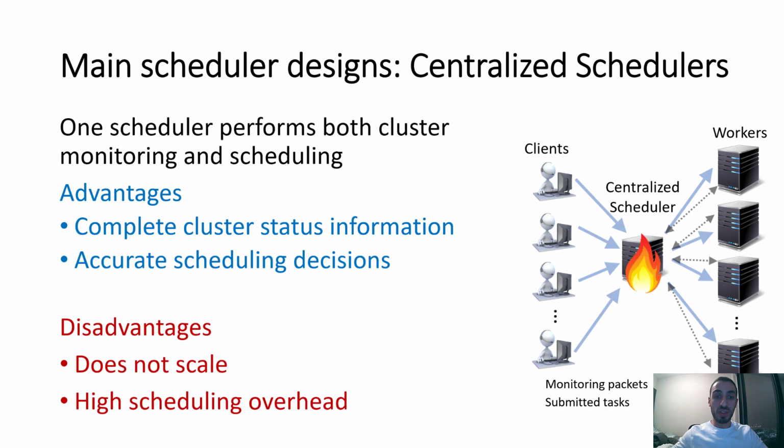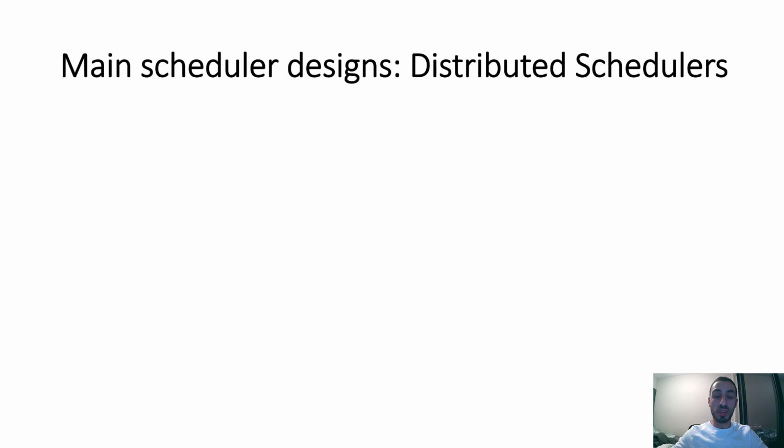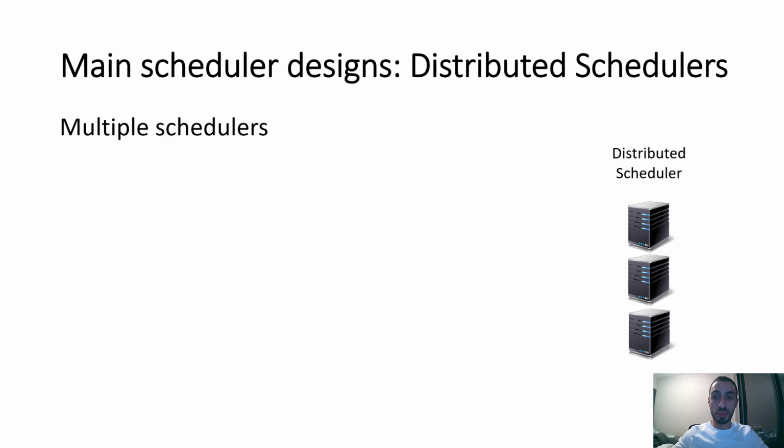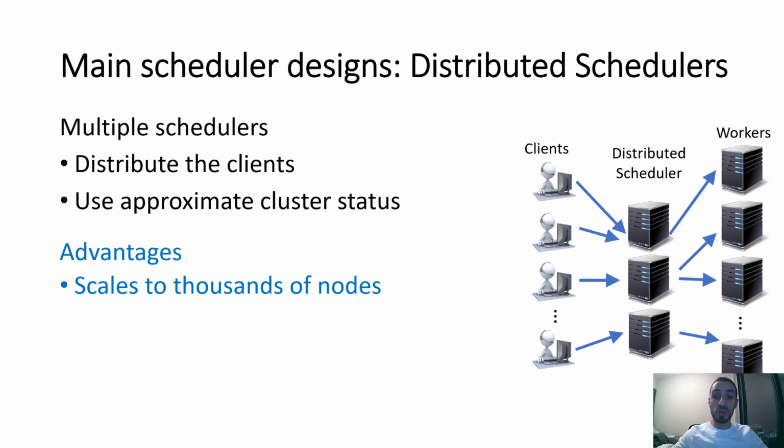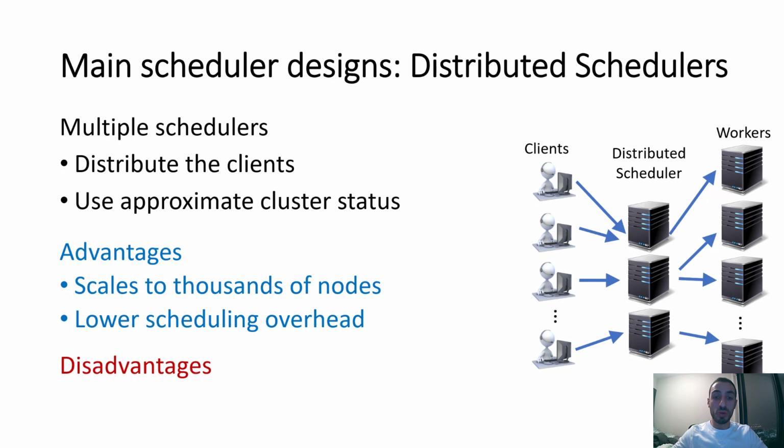In order to overcome these issues, researchers proposed a design which has distributed schedulers. In this design, there are multiple schedulers, and clients could connect to any of these schedulers. Whenever a client submits tasks to the schedulers, the scheduler would probe only a sample of the worker nodes and would choose the best worker based on that sample. The advantage of this design is that it can scale to thousands of nodes, and it tends to have lower scheduling overhead because there is no single bottleneck. However, the problem here is that because there is no full cluster status information in any of the schedulers, it tends to have poor scheduling decisions.